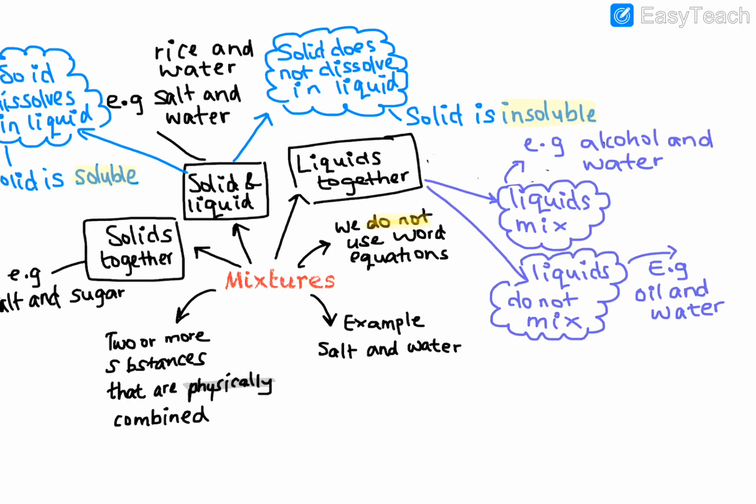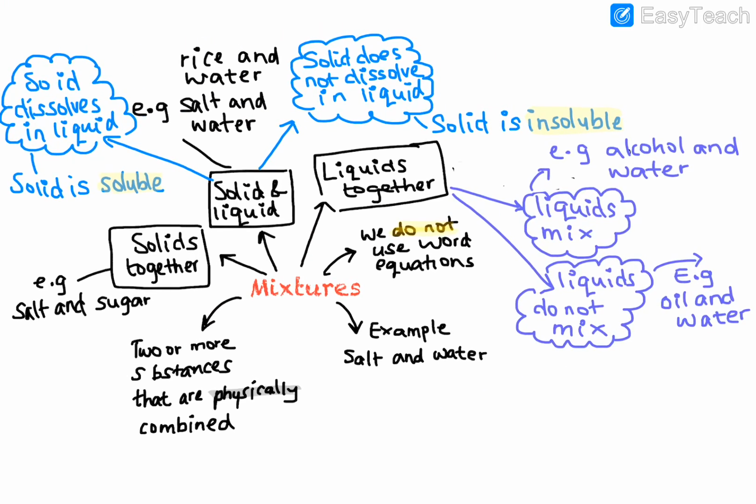So this is a summary of whatever you will need to know before we start to separate mixtures. At your level, we'll be looking at mixtures that consist of only two substances. We will not go towards three substances. We'll see how we can separate salt and sugar, salt and water, rice and water, alcohol and water, oil and water. These are a few examples that we'll see, and we'll be looking at separation techniques.